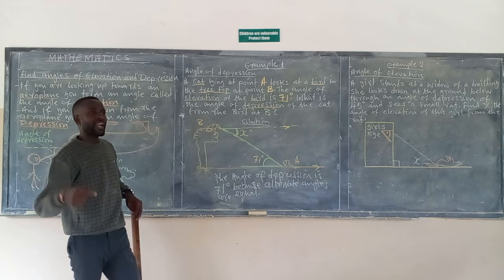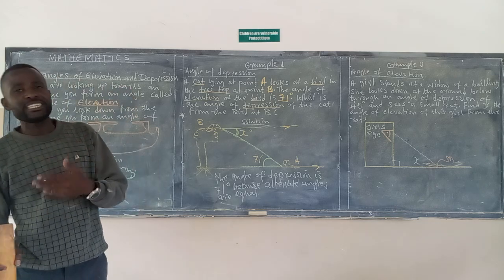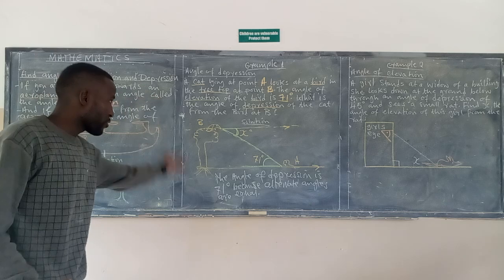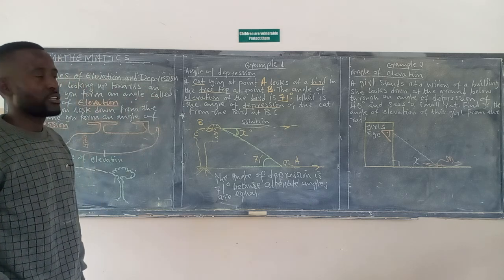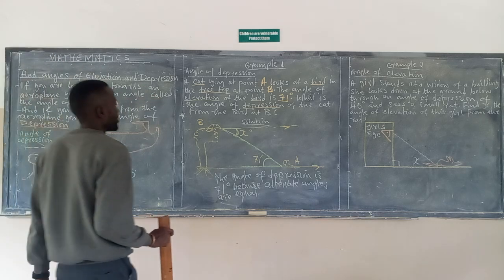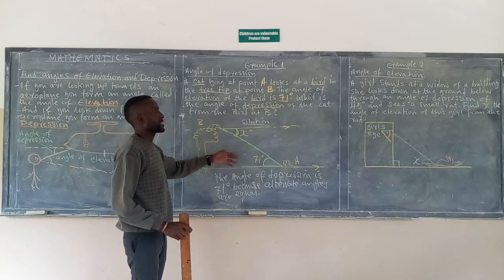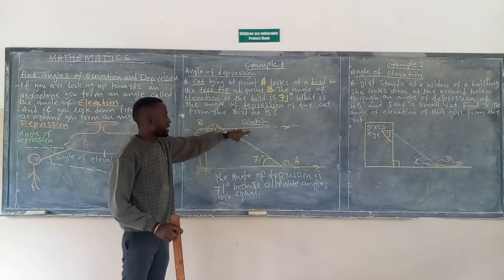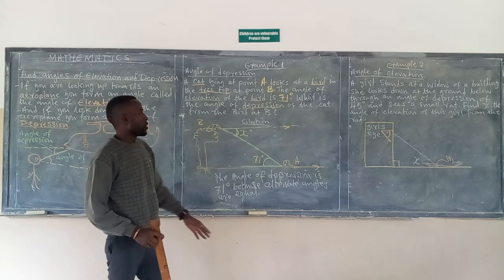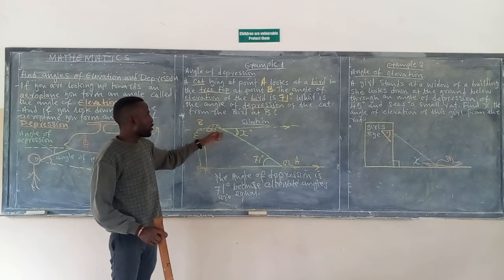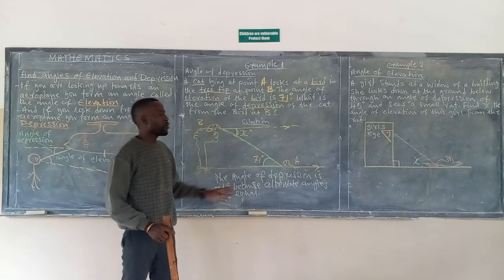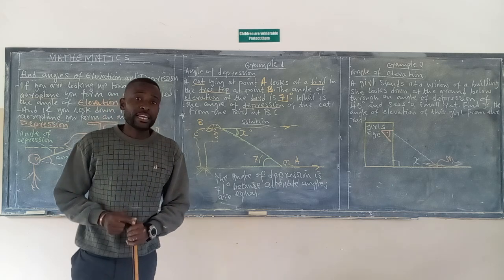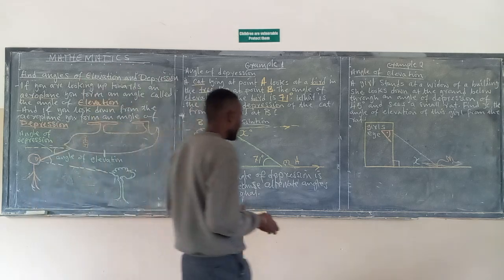All you need to do is to apply the concept you have learned. So if you didn't watch the first video, the second video, you cannot be able to solve this kind of a question. So any question in this kind of a manner, just know this one will be equal. In other words, you are simply saying that the angle of depression is equal to the angle of elevation in this kind of a scenario. Okay, simple. Now let's look at another example.